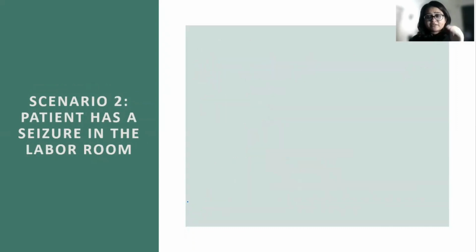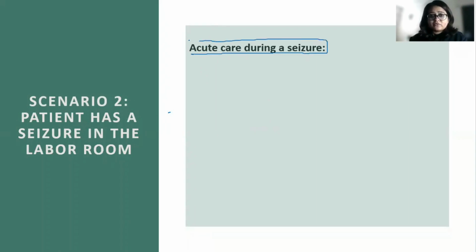The second scenario is the patient is having a seizure right in front of you. So if she's having a seizure right in front of you, what will you do? So that is acute care during a seizure. Okay, so what do you do? You give supportive care, number one, to prevent maternal injury.